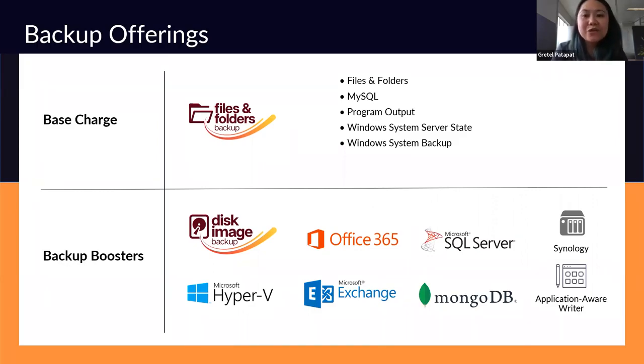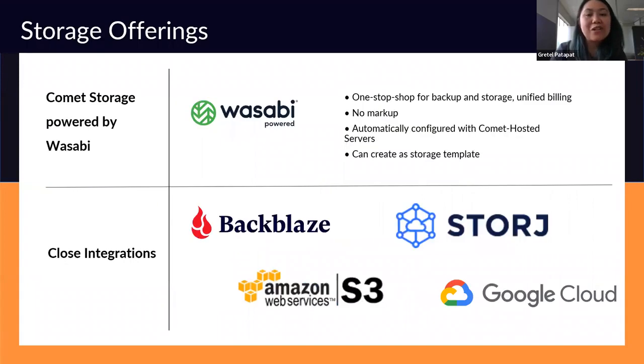And I also mentioned that we have a lot of storage options, or different ways to configure storage on Comet. There was a demand for a bundled storage and backup service. So we came up with Comet Storage powered by Wasabi, which is just a one-stop shop for backup and storage. We're offering Wasabi storage at no markup. So you only have the one account.